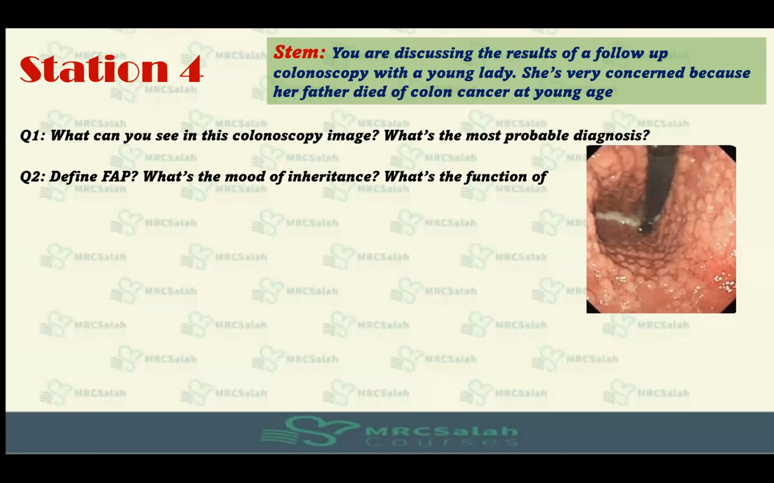So can you please, Haifa, define FAP? Yes, it's an autosomal dominant condition associated with the loss of the APC tumor suppressor gene on the long arm of chromosome 5, characterized by the development of hundreds of adenomatous polyps with 100% risk of cancer development by age 40. Okay, so again, what is the mode of inheritance of FAP? It's autosomal dominant. Okay, great.